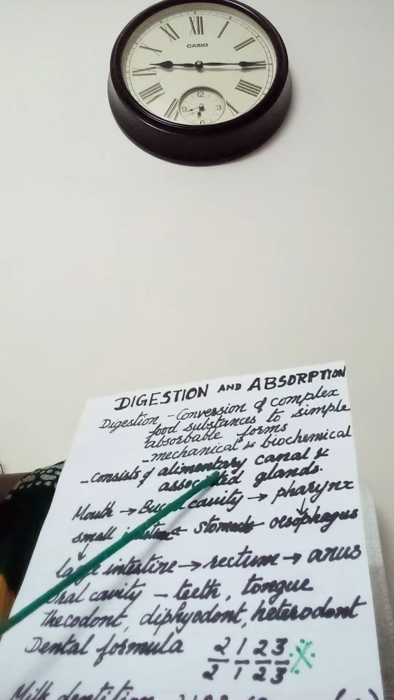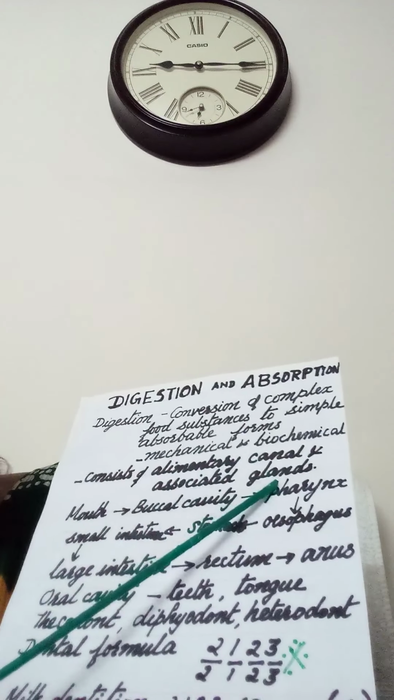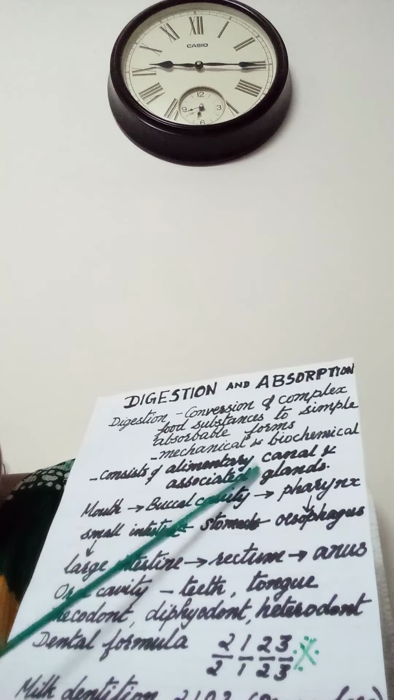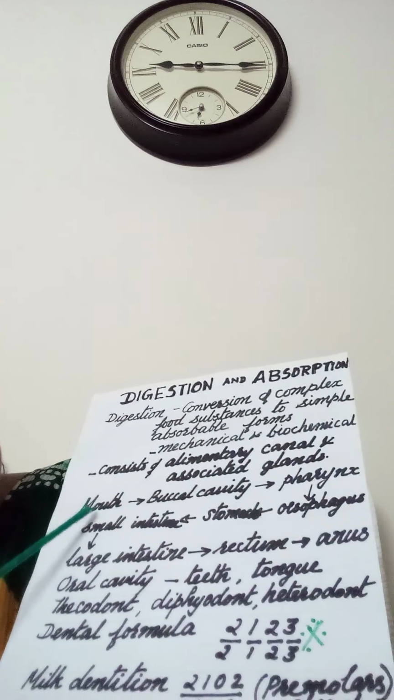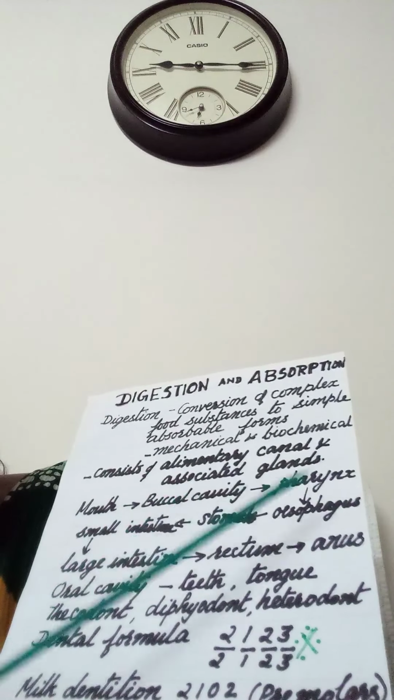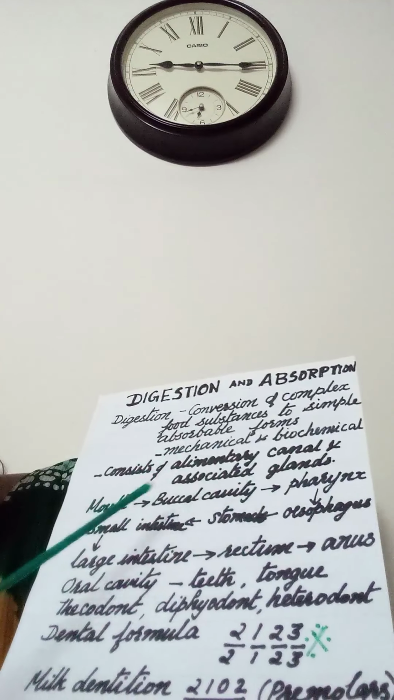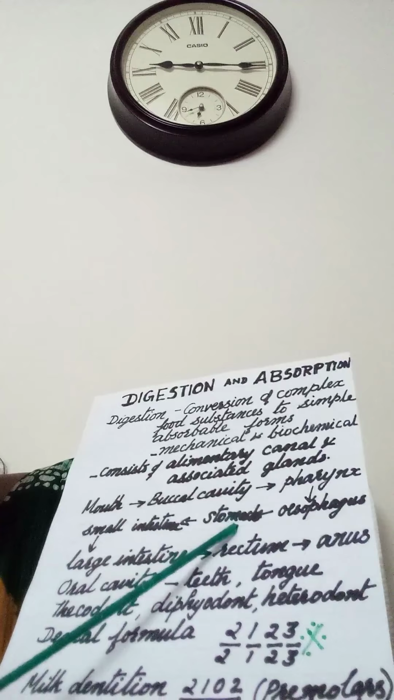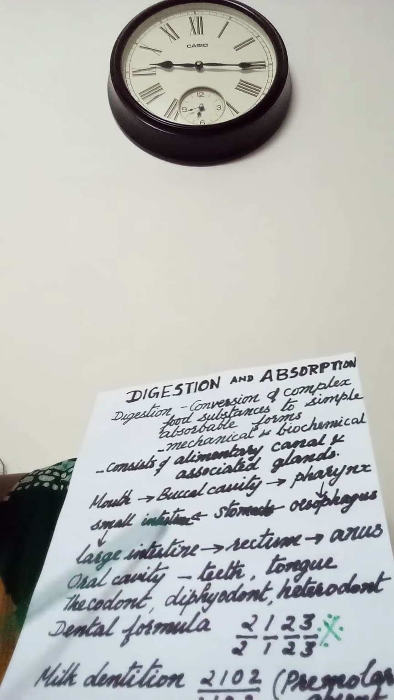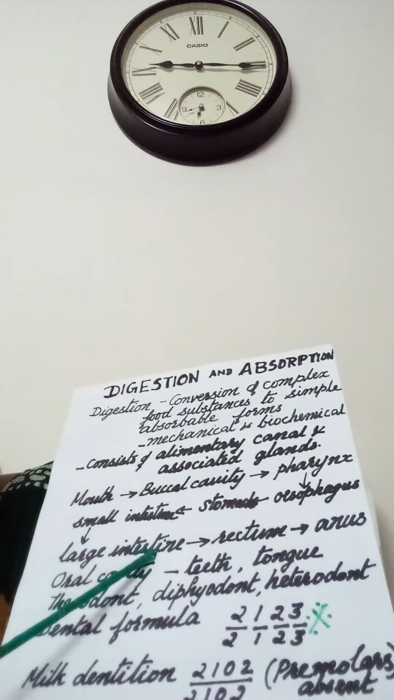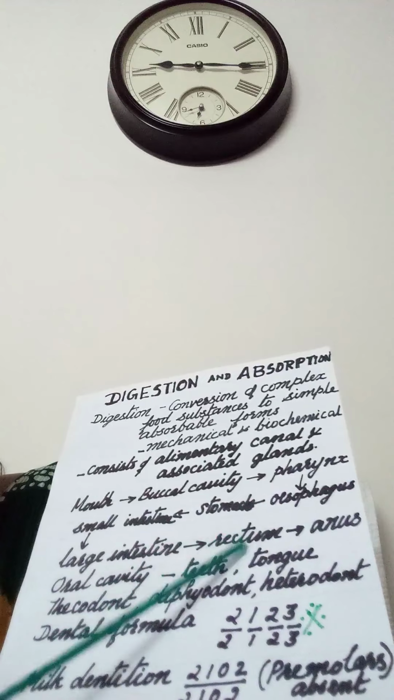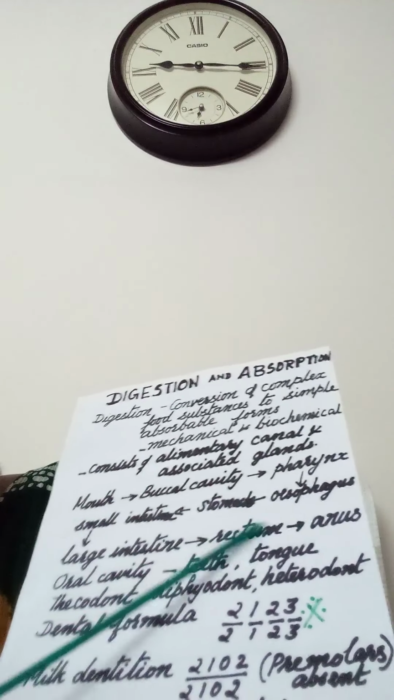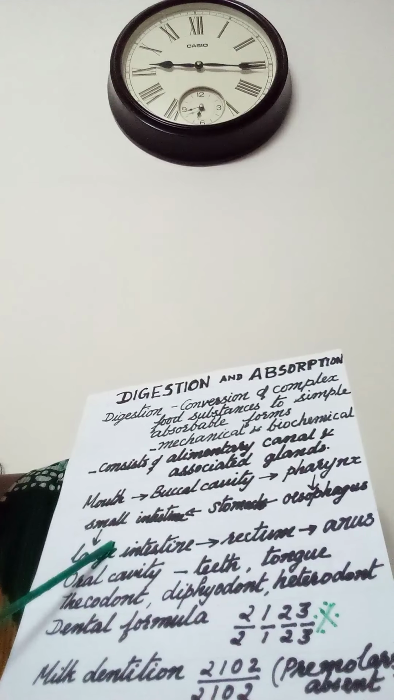It consists of the alimentary canal and associated glands. The alimentary canal or digestive tract starts with the mouth, buccal cavity, pharynx, esophagus, stomach, that leads to the small intestine, leads to the large intestine, then rectum and anus. These are the parts of the alimentary canal.